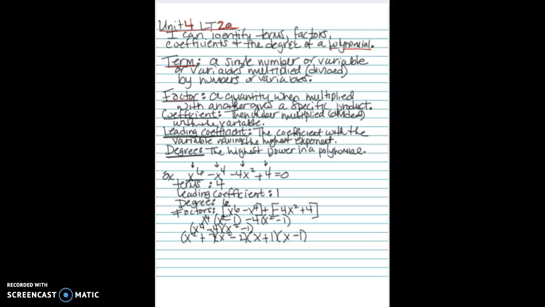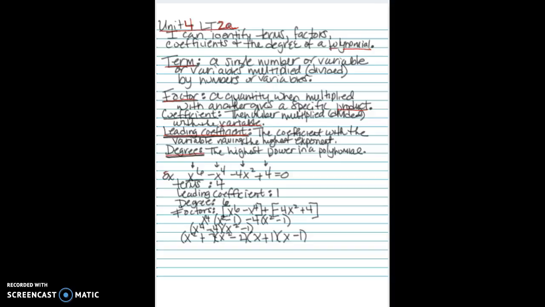A factor is a quantity that, when it is multiplied with another quantity, gives a specific product. A coefficient is the number multiplied or divided with the variable. And a leading coefficient is the coefficient with the variable having the highest exponent. A degree is the highest power in a polynomial.